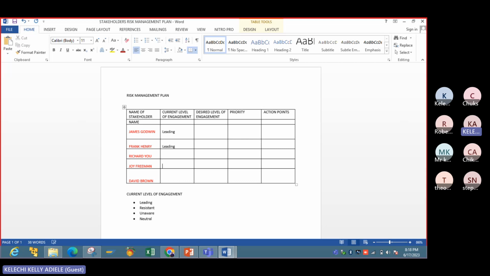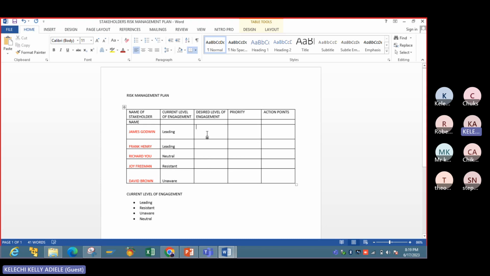The HCM is resistant. This other guy is unaware of a lot of things. And this guy is neutral. No, this guy is neutral. This guy, no, this one, okay, yeah, unaware.